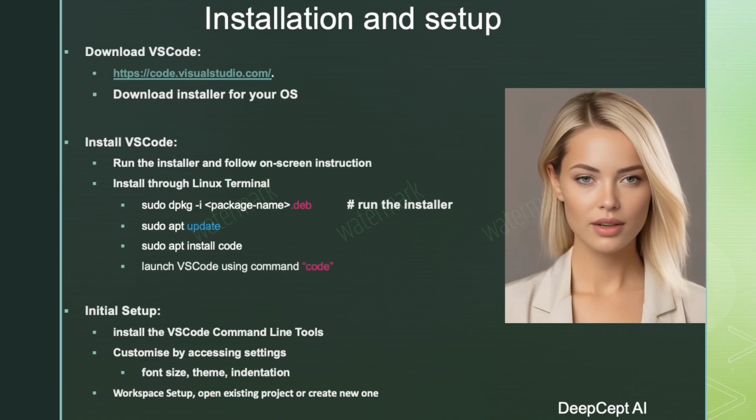Upon launching, you can customize your VS Code to suit your preferences, including setting up the command line integration, adjusting fonts, selecting themes, and configuring indentation settings. These setting options can be accessed and modified through the VS Code settings menu or by editing the settings.json file directly. With VS Code installed and configured to your liking, you're ready to start coding efficiently and effectively.